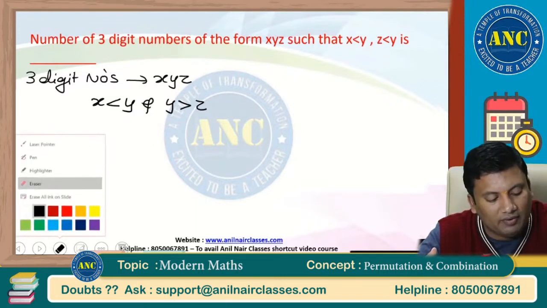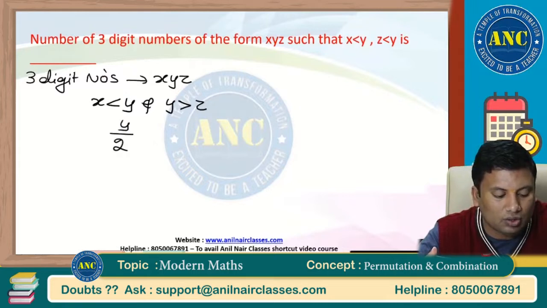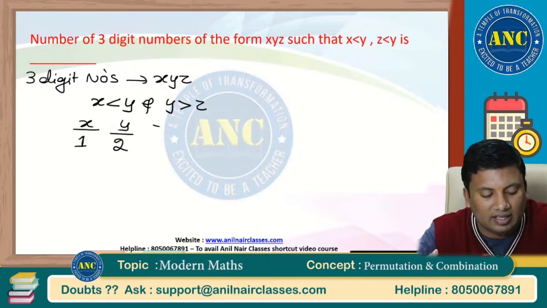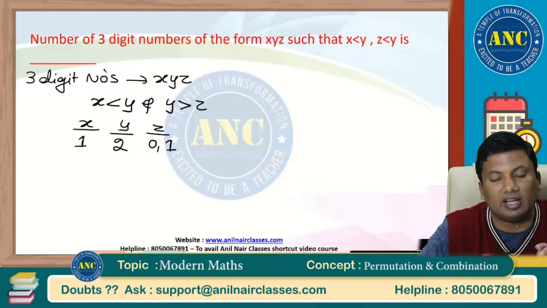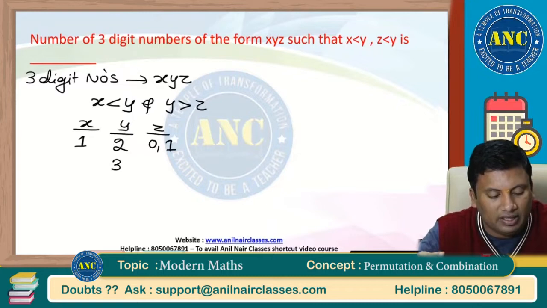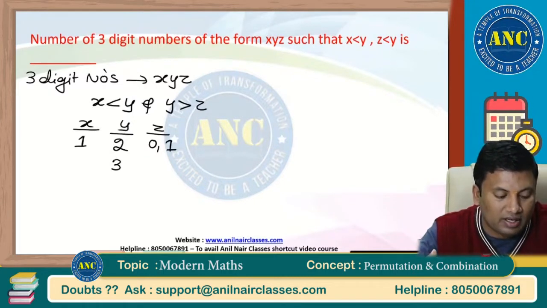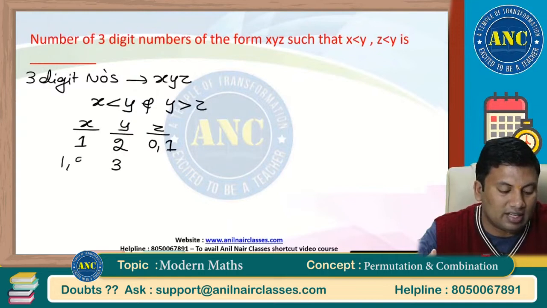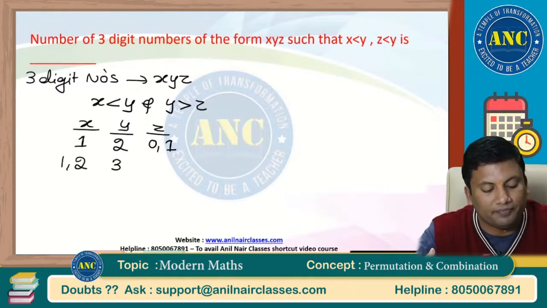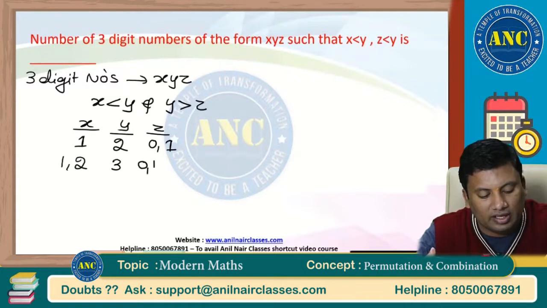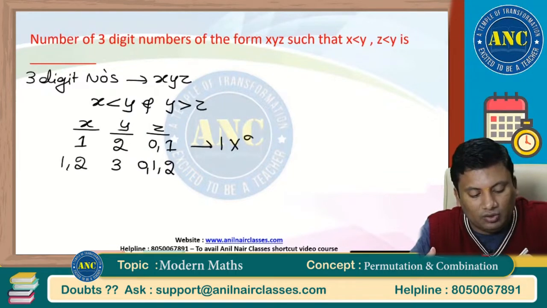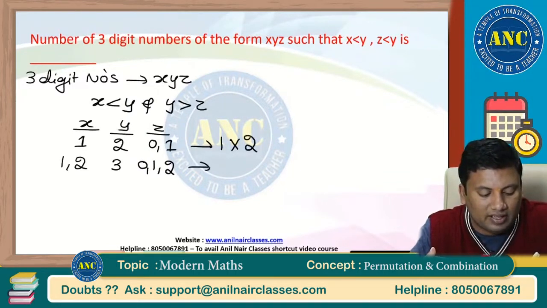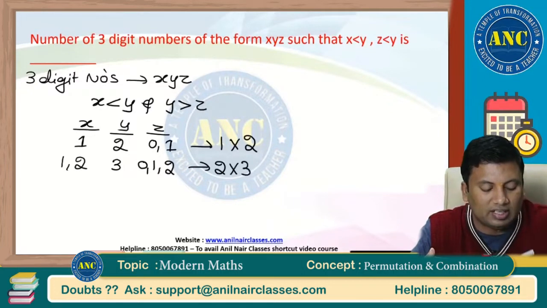So let me take y value 2. If y is 2, x is less than y, so x will be 1. Y is greater than z, so 2 is greater than z, and z can be 0 or 1. If y is 3, x can be 1 or 2, and z can be 0, 1, 2. Now if you observe, if x is taking 1 value, z is taking 2 values. If x is taking 2 values, z is taking 3 values.